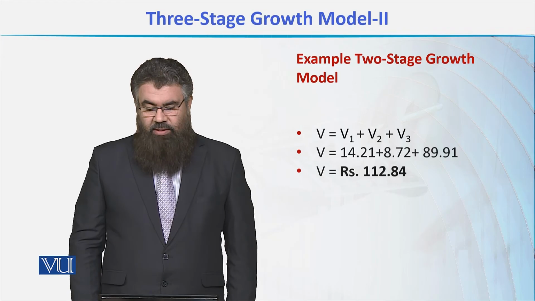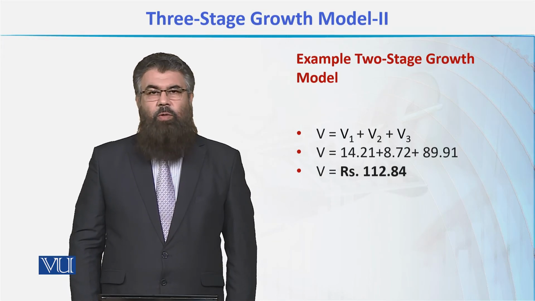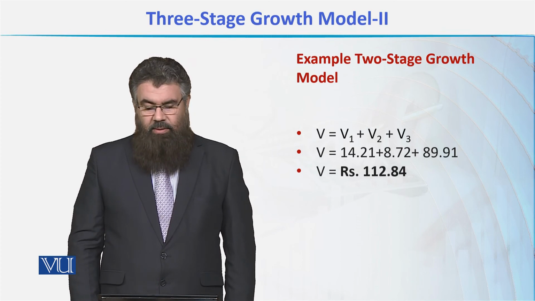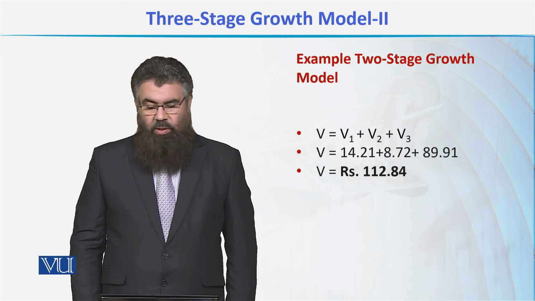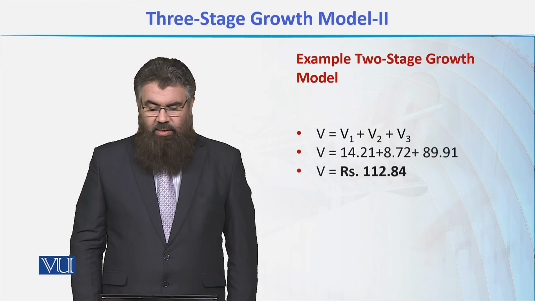Finally, the three stages, that is first, second and third, their individual values will be combined as V1, V2 and V3. The intrinsic value will then be calculated, and that is 112.84.